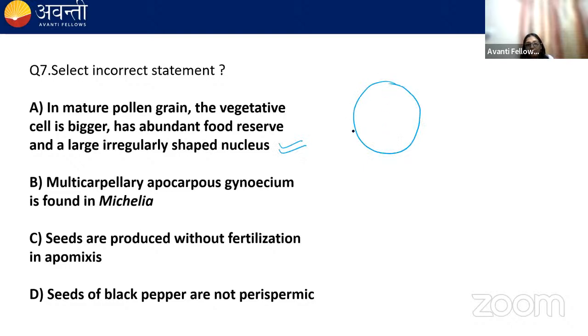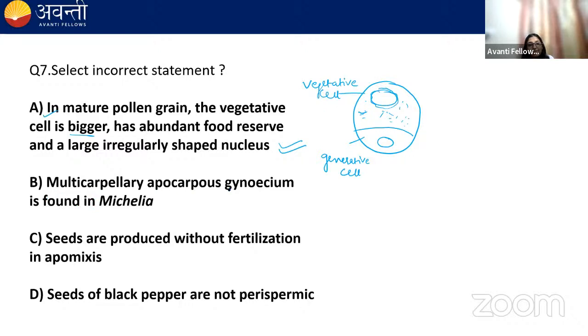You can see these pollen grain. This one is the vegetative cell. This one is the generative cell. The vegetative cell is bigger. In mature pollen grain, the vegetative cell is bigger. Yes, it is bigger. Has abundant food reserve. It is bigger in size, so it can store abundant food reserve. And large irregularly shaped nucleus. Yes, it has an irregularly shaped nucleus. So statement 1 is correct.